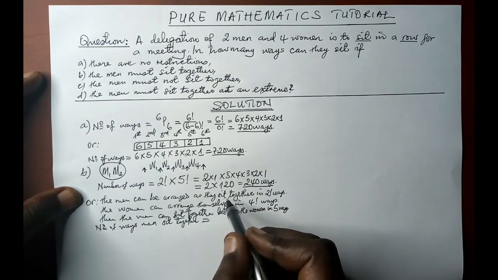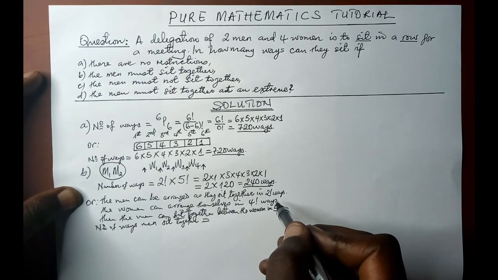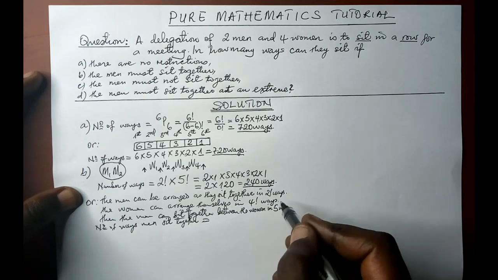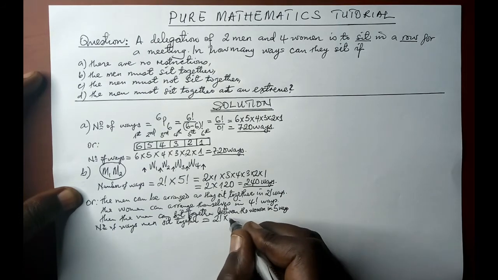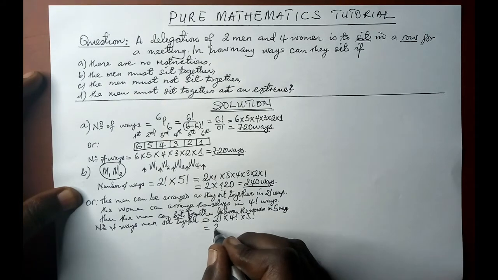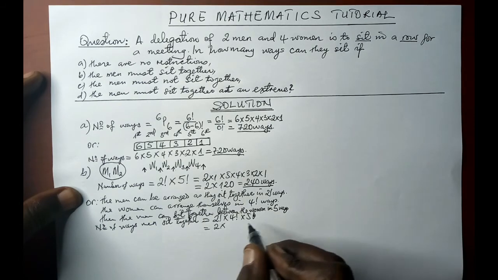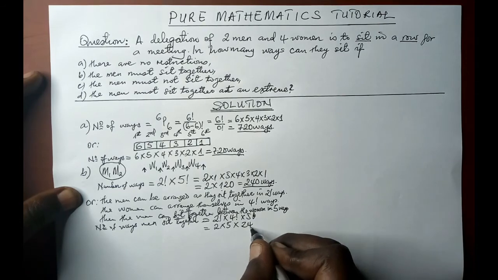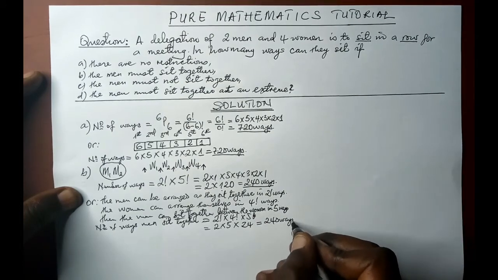The men can arrange themselves as they sit together in 2 factorial ways, and the women can arrange themselves in 4 factorial ways, and then the men can sit together between the women in 5 ways. The options are linked by the word and, so we multiply. So we have 2 factorial times 4 factorial times 5. That gives us 2 times 5, then times 4 factorial, which is 24. That gives us 10 times 24, which is 240 ways.